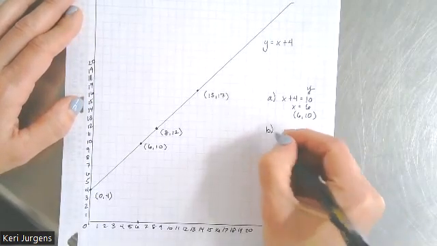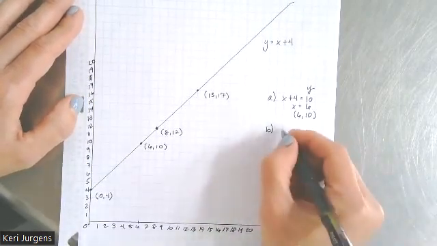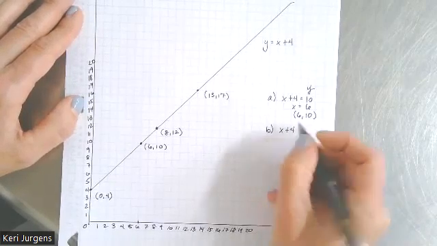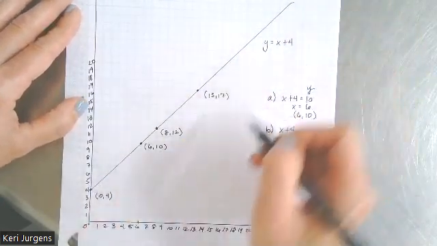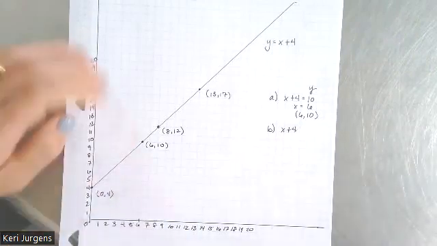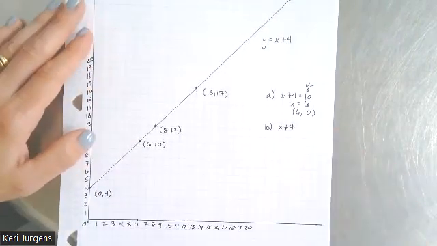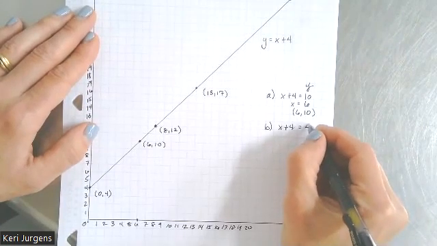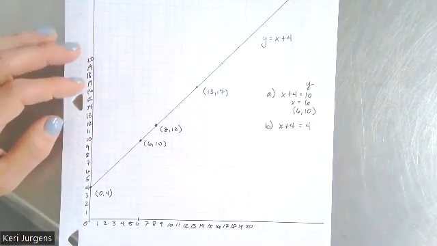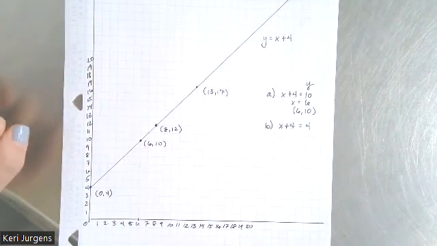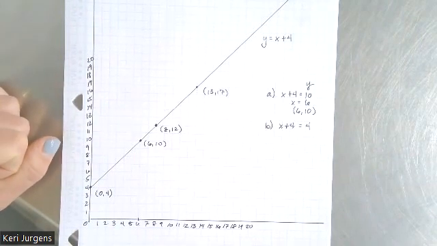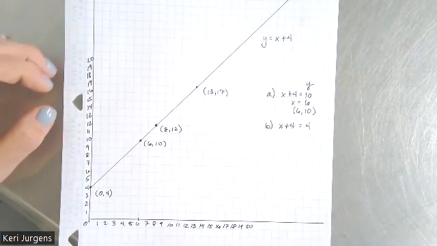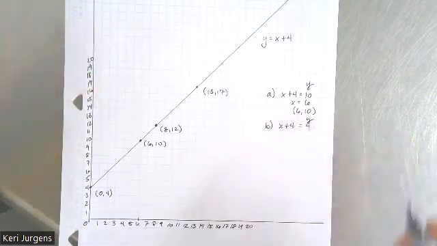All right, letter B. This time, I'm still using the same function. That's why I can use this same graph. This is a graph of y equals x plus 4. This time, x plus 4 equals 4. All right, in letter B, what is my value for y? Morgan? 4. Yes, y equals 4.